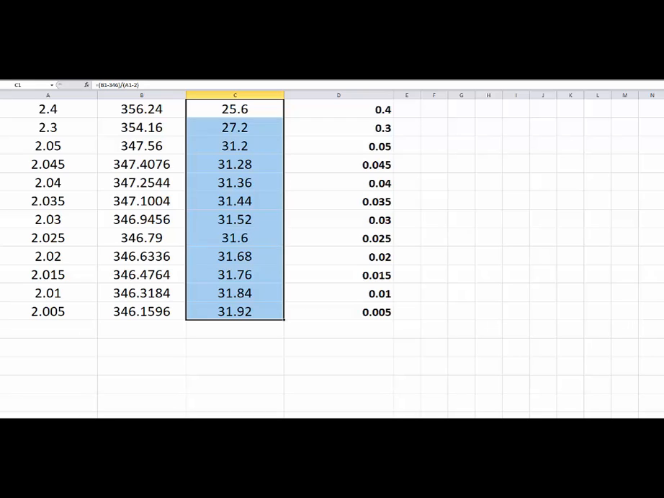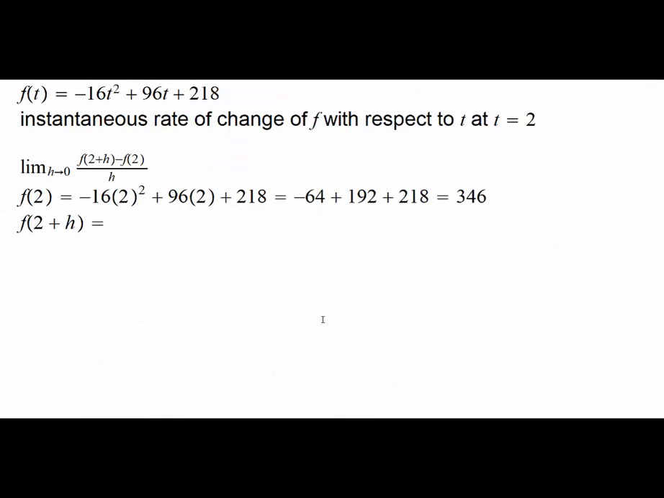And let's do that, at least for once, by using that definition. So we are going to compute this limit of this quotient as h goes to 0. And f of 2, we evaluated it just a short while ago. And for f of 2 plus h, what we will do is substitute 2 plus h for t. And this is what we get.